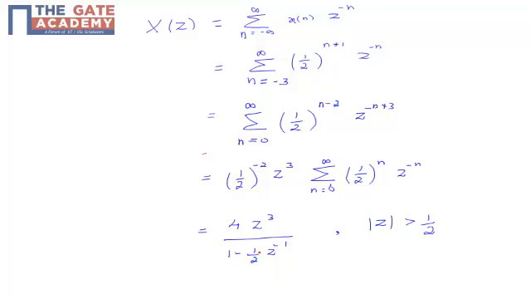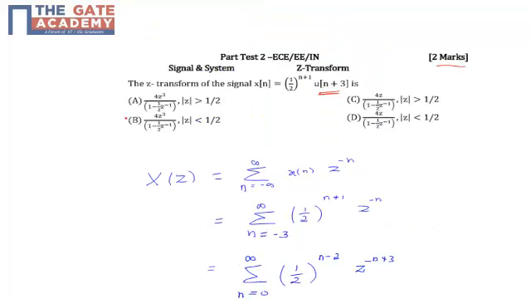and from this part we know that it is 1 upon 1 minus a z inverse, where here we have a equal to 1 by 2, and for this part we know that the ROC is mod of z greater than mod of a, where a is 1 by 2. So in our case the final answer is option A, that is 4z cube divided by 1 minus 1 by 2 z inverse, and ROC is mod of z greater than 1 by 2.